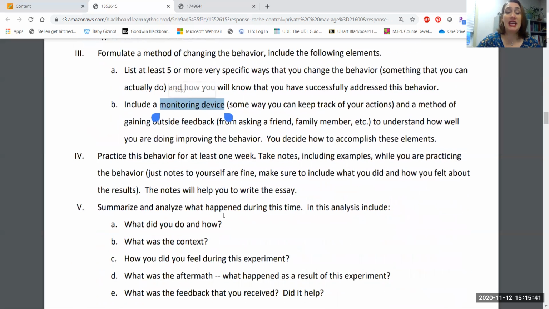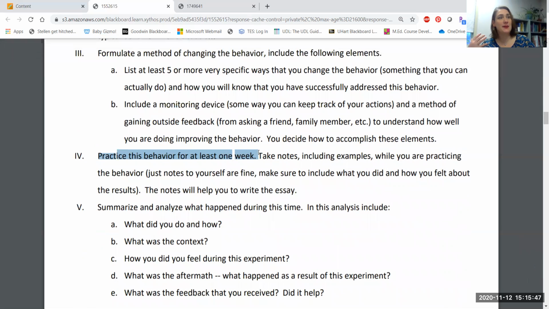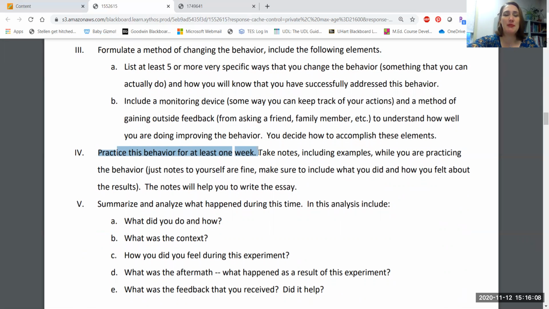You're going to do that behavior for a week. So a full week of working on being less passive aggressive, on being more outspoken, on being better at resolving conflict. And then as you do that, you're going to analyze what happened and you're going to reflect on what you learned and how you may have improved your communication skills. All right, so that's your paper then.